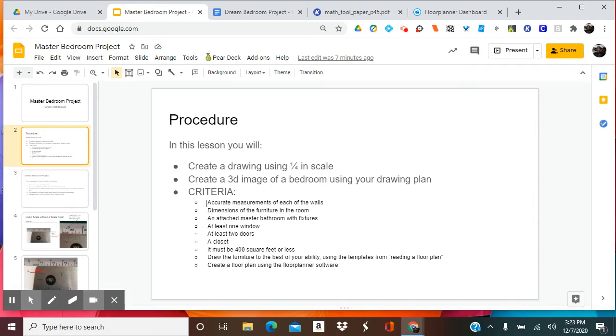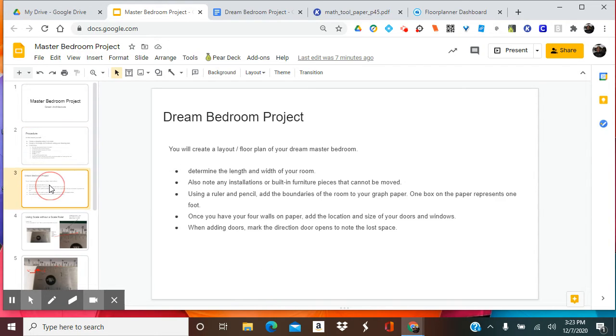And then you're going to create a floor plan using the software that I am giving you. So you're going to determine the length and width of the room that you want. Again, 400 square feet. So you can do an easy 20 by 20 and call it good, or you can get creative with it. That includes the bathroom and the closet, the 400 square feet. Also note any installations or built-in furniture pieces that can't be moved.